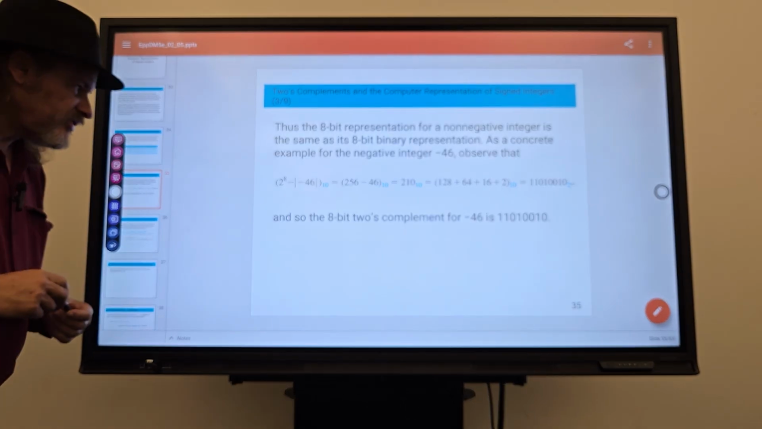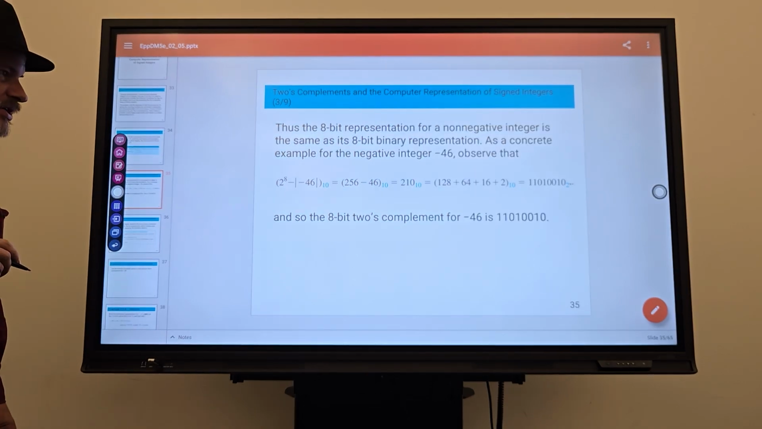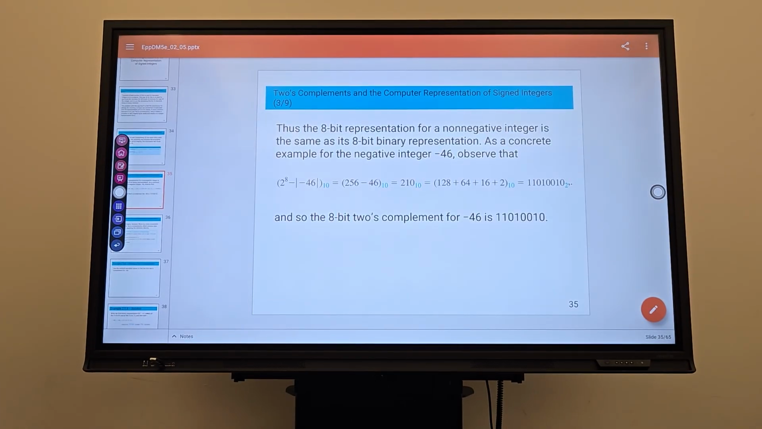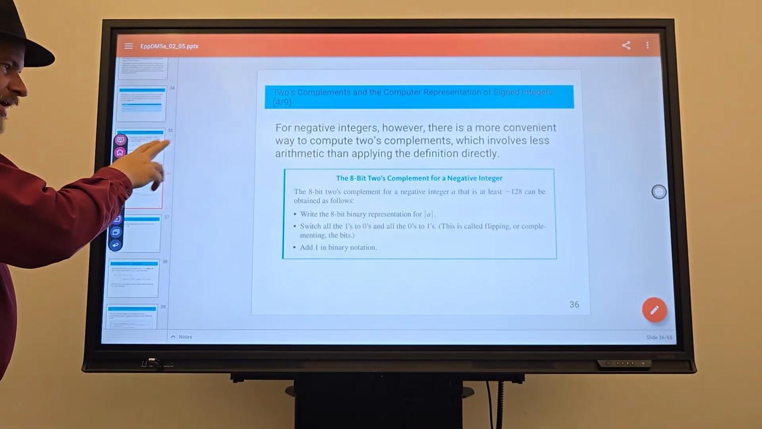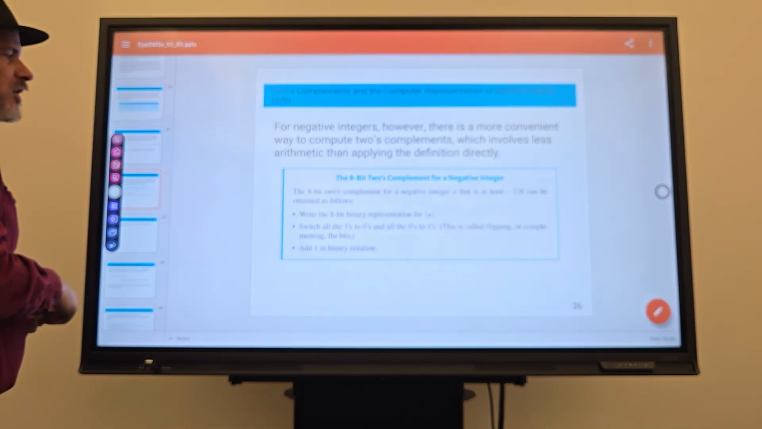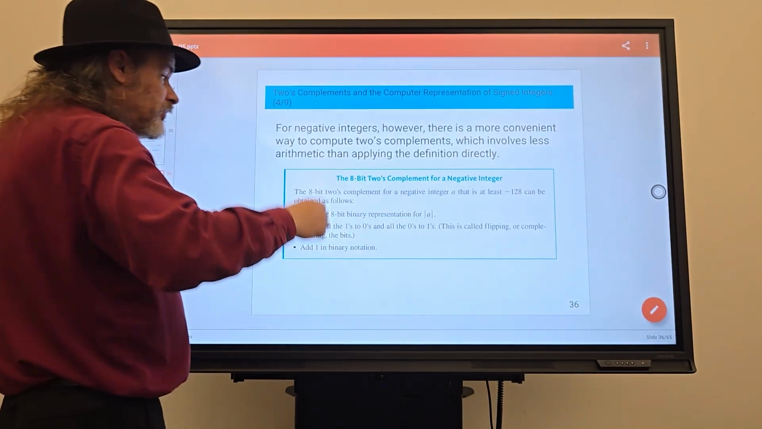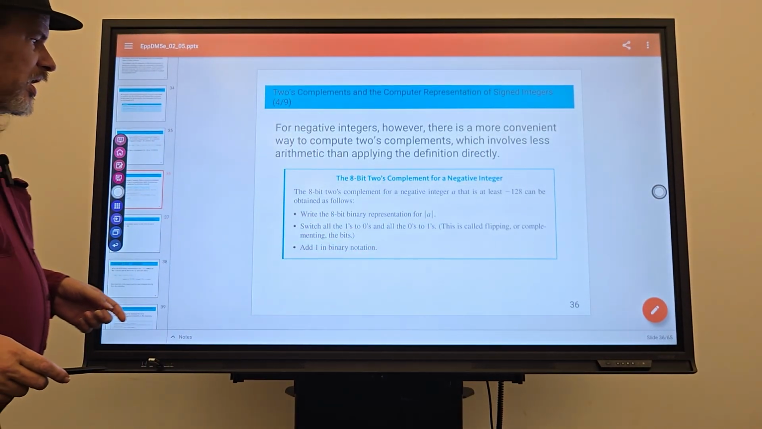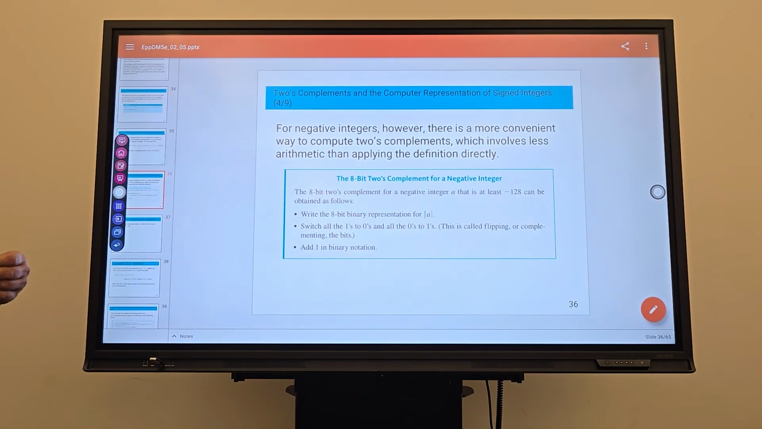For a positive number, the binary representation is the same as regular unsigned numbers. But for a negative number, you have a 2's complement number, which is more easily derived than what they were just showing. By switching all the ones to zeros and all the zeros to ones, or flipping the bits, and then adding 1 to that number. That changes the sign of the number.